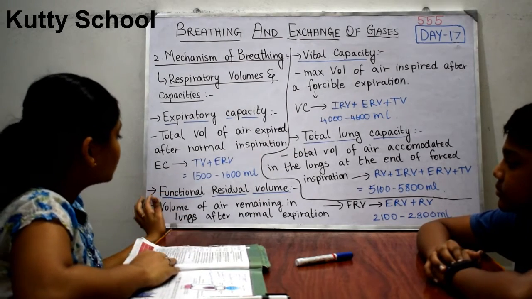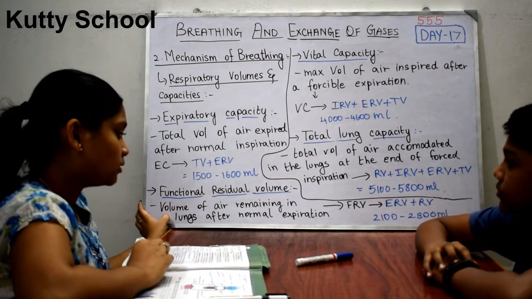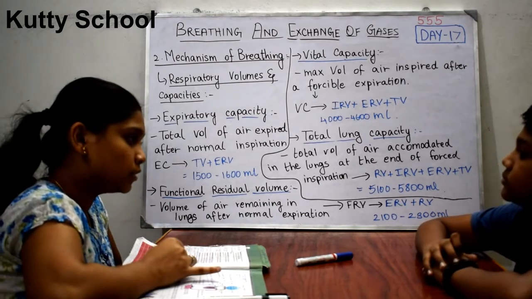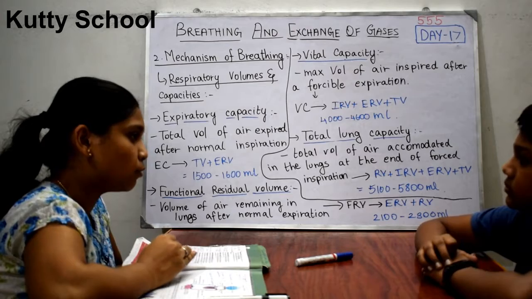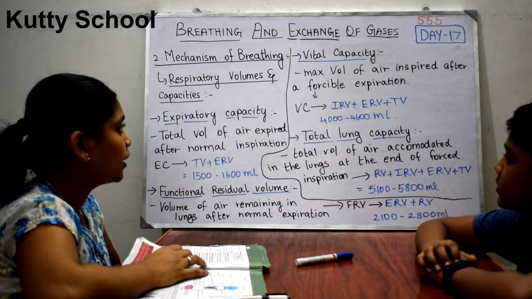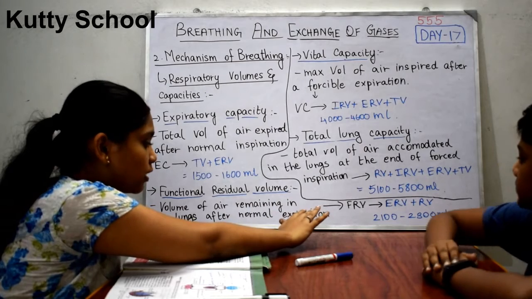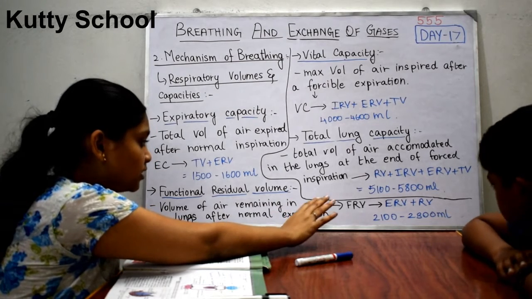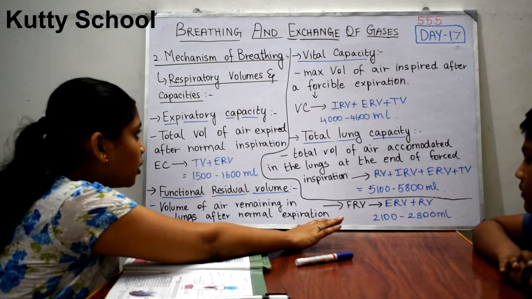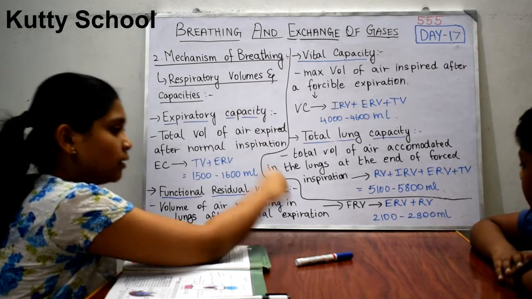So the next is functional residual capacity. It is nothing but the volume of air remaining in the lungs after normal expiration. So it is expiratory reserve volume plus residual volume. That is the volume remaining in the lungs, which is functional residual capacity. It is nothing but 2,100 to 2,300 ml.